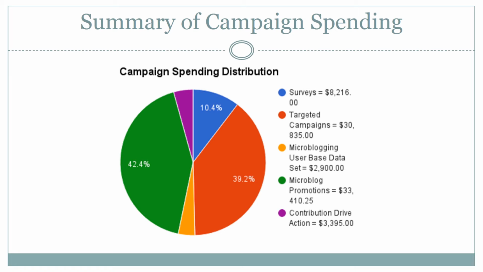$78,756.25. Our largest spending category was that of critter promotions at just over $33,000. Our second largest spending category was targeted campaigns at $30,835. We spent a total of $8,216 on surveys, $3,395 on a single contribution drive, and $2,900 on the microblogging user dataset.